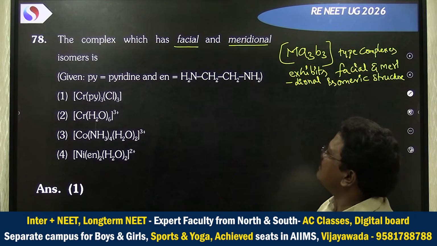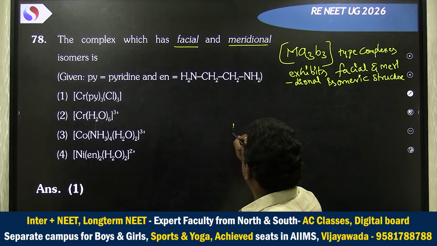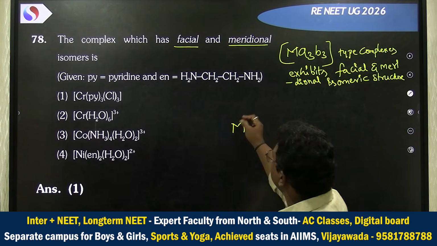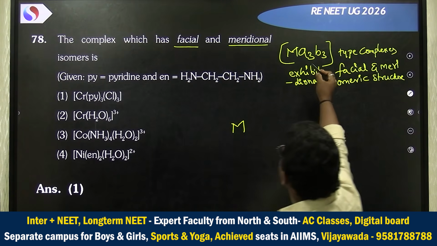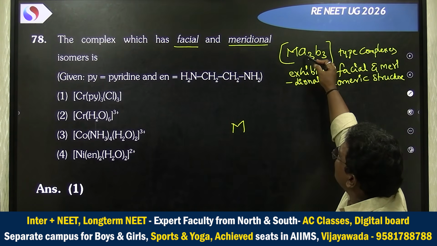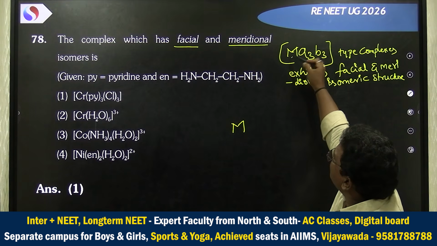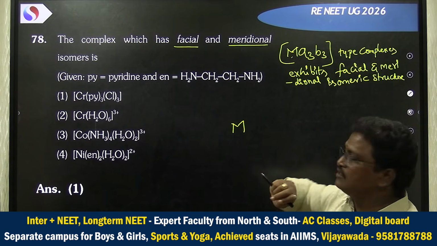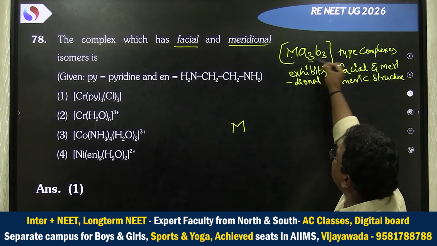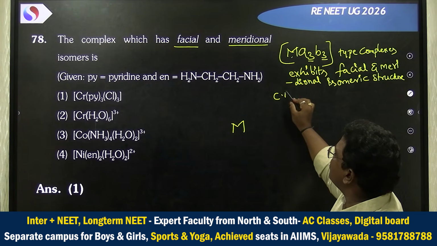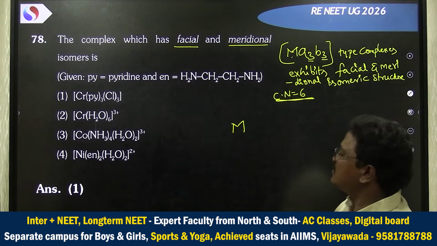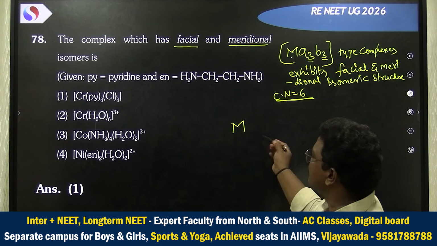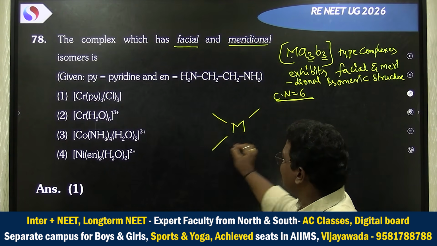What is facial, what is meridional? Very simple. Consider this is M, a central atom, metal ion or metal atom. In this case, what is the coordination number here? Look at the coordination number here. Around the central metal atom, the ligands are A and B. A means A and B both are ligands. So how many are there? 3 + 3 is 6. Yeah, this is a coordination number 6. So based on this, coordination number 6 means octahedral complexes.